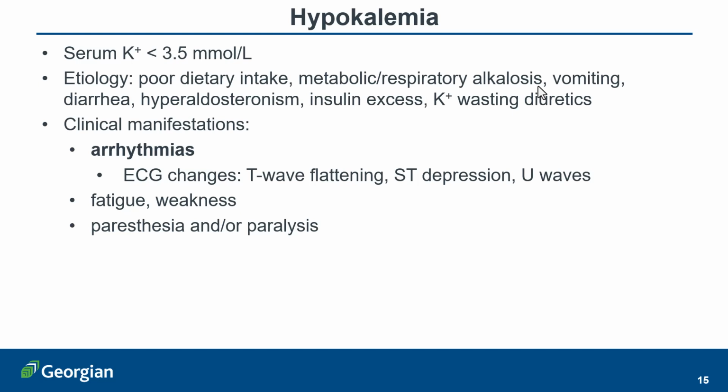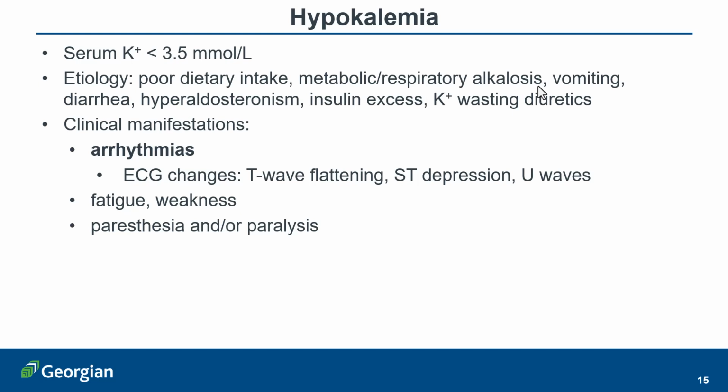Similarly, insulin excess leads to excessive activation of the sodium-potassium ATP pump. Too much potassium is brought into the cell, resulting in hypokalemia. And potassium-wasting diuretics. Most of the diuretics are potassium-wasting, like the loop diuretics, like furosemide, and that can lead to hypokalemia.